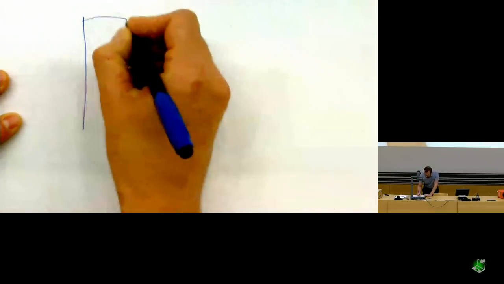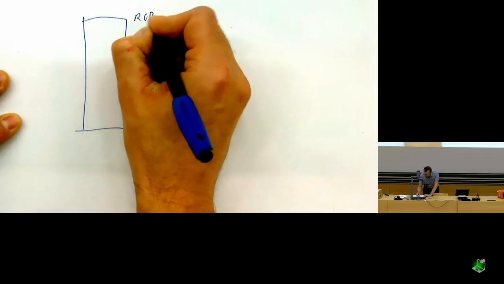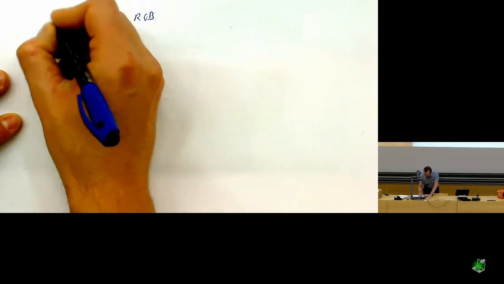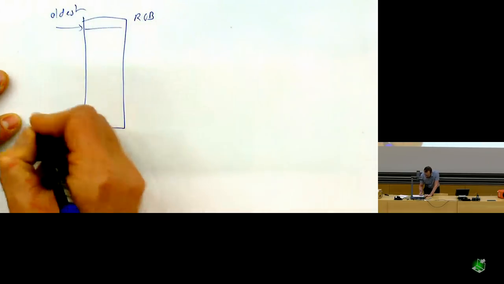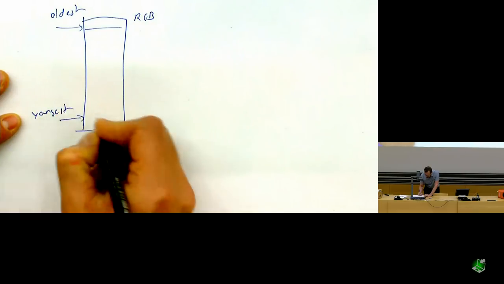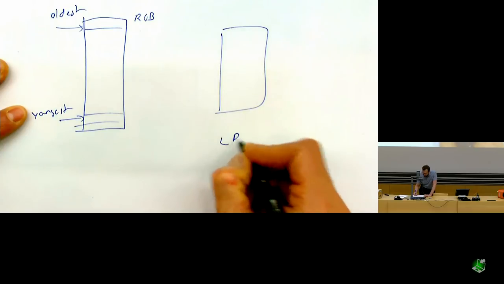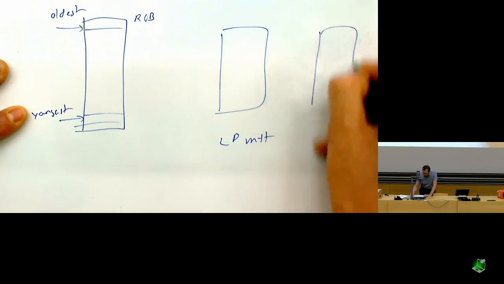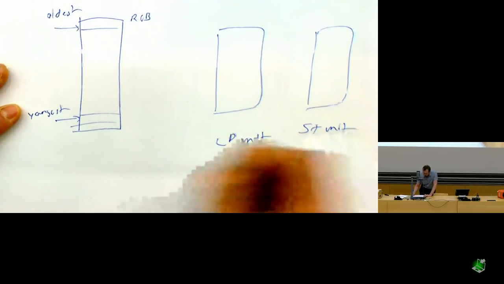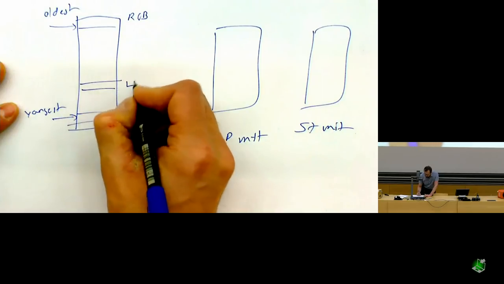I don't know why this decided to focus on its own this much, but basically, let's think of it this way. You have a reorder buffer. This is the oldest instruction. This is the youngest. And then let's say this is the load unit, and then this is the store unit. You don't need all of this, but basically the problem is you have a load over here.